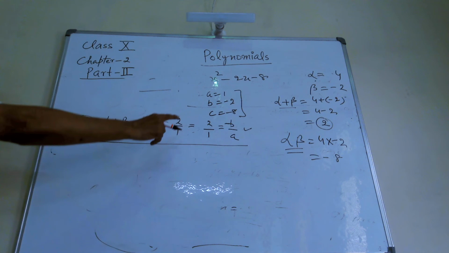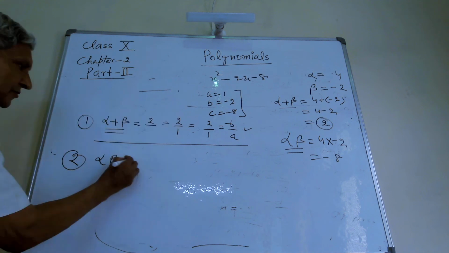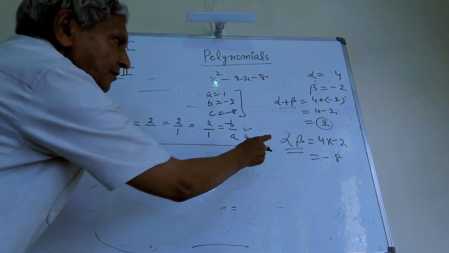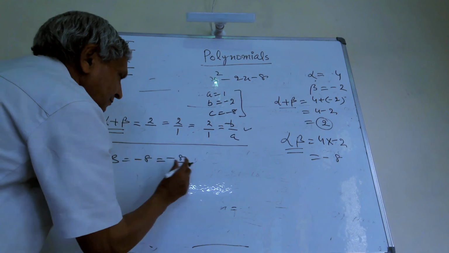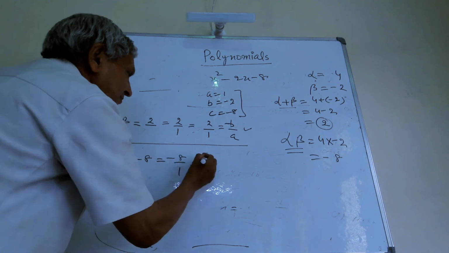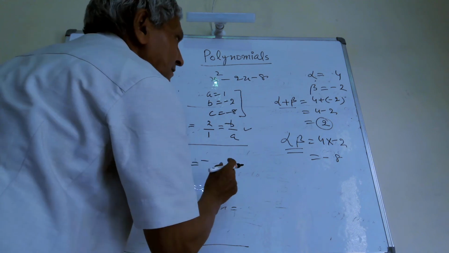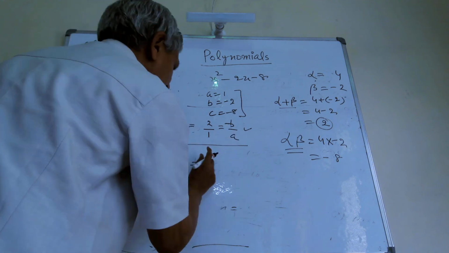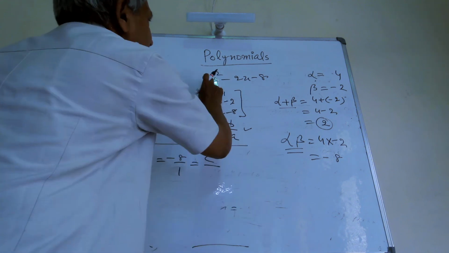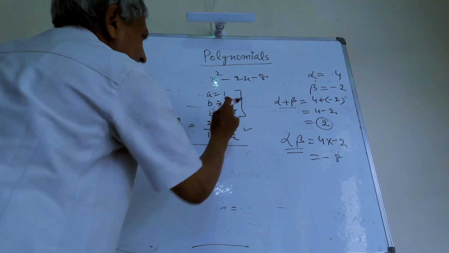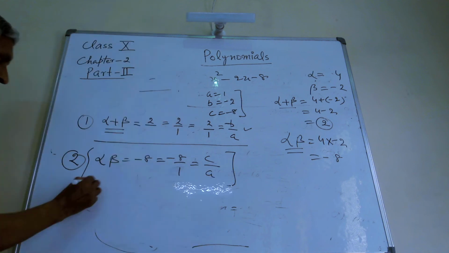You can see here. Second, alpha beta. What is alpha beta? Minus 8, or minus 8 upon 1, which is minus 8. What is minus 8? What is c? Minus 8. This is c. And what is 1? A. A is 1. C is minus 8. A is 1. Yes, this is the condition. We have proved it.